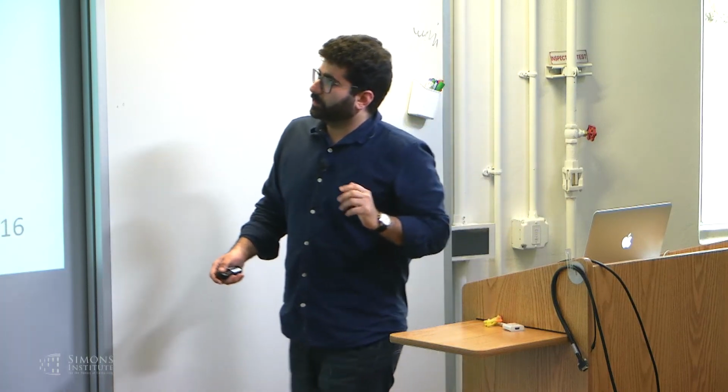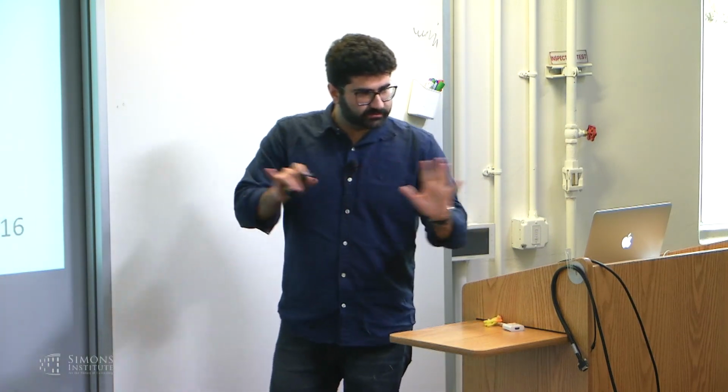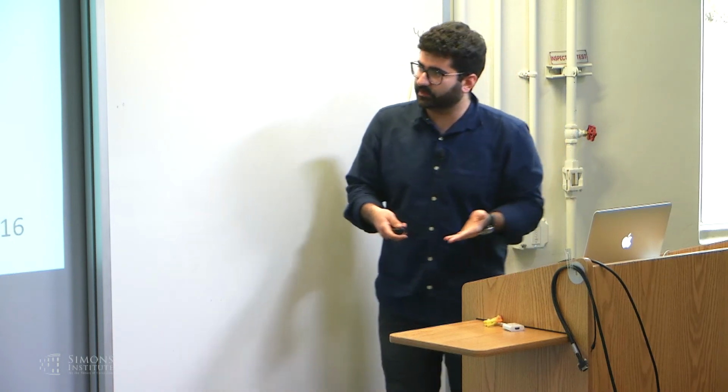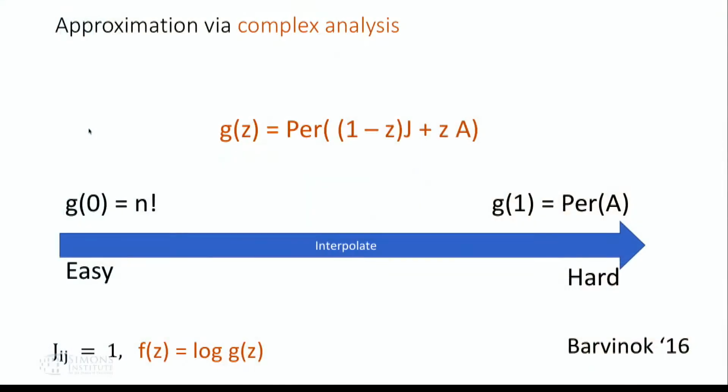Okay, so let me briefly go over the machinery of the interpolation method, which was introduced by Barvinok. Let's say I want to compute the permanent of a matrix A. I consider a univariate polynomial, g of z, being the permanent of (1 minus z) times J, where J is the all-ones matrix, plus z times A. A is the matrix that I want to compute the permanent for.